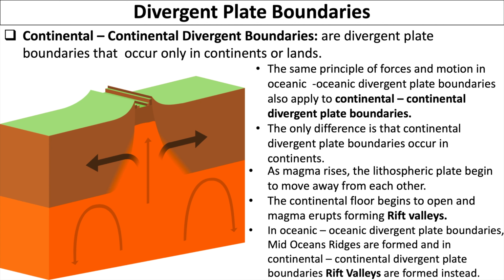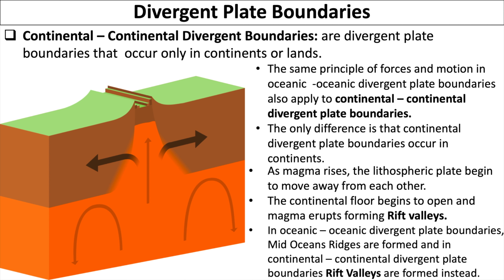Next, we have another type, which is continental divergent boundaries. Continental divergent boundaries are divergent plate boundaries that occur only in continents or lands. The same principle of forces and motions in oceanic divergent plate boundaries also applies to continental divergent plate boundaries. The only difference is that continental divergent plate boundaries occur in continents.